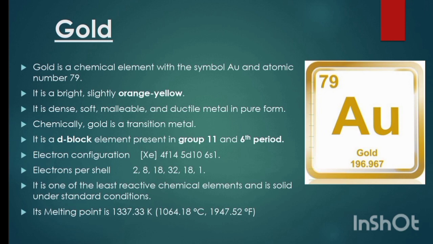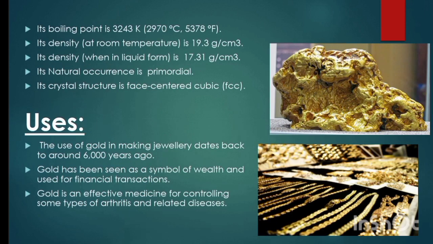It is solid at room temperature. Its melting point is 1337.33 kelvins. Its boiling point is 3243 kelvins. Its density at room temperature is 19.3 grams per cubic centimeter. Its density when liquid is 17.31 grams per cubic centimeter. Its natural occurrence is primordial. Its crystal structure is face-centered cubic.